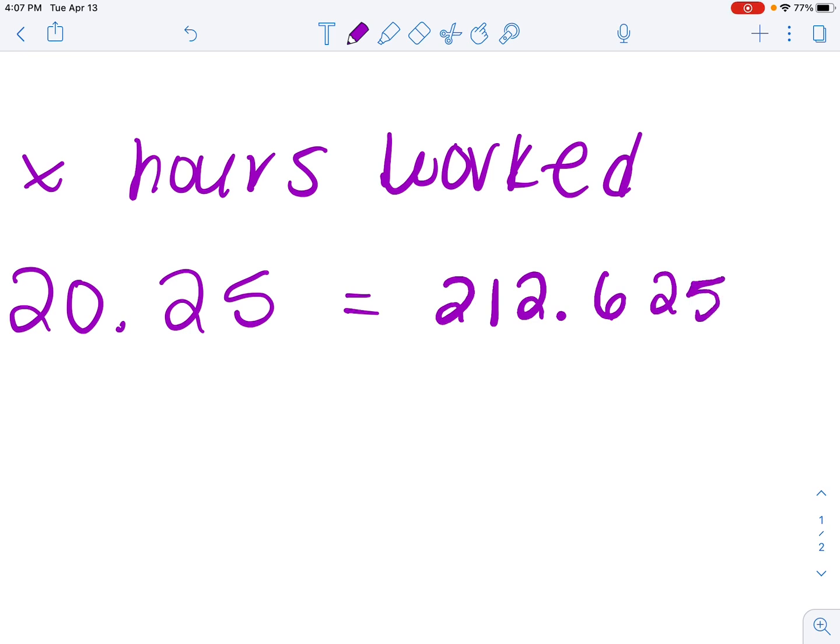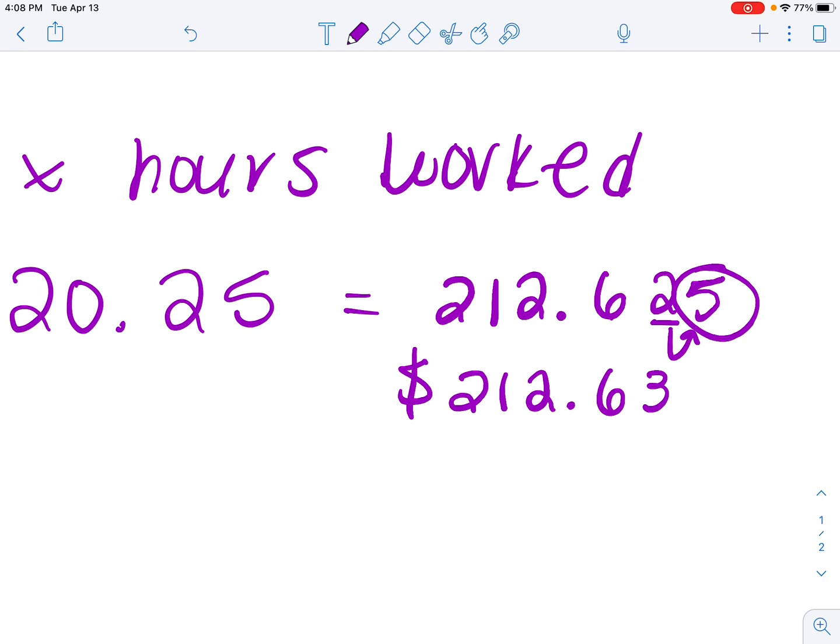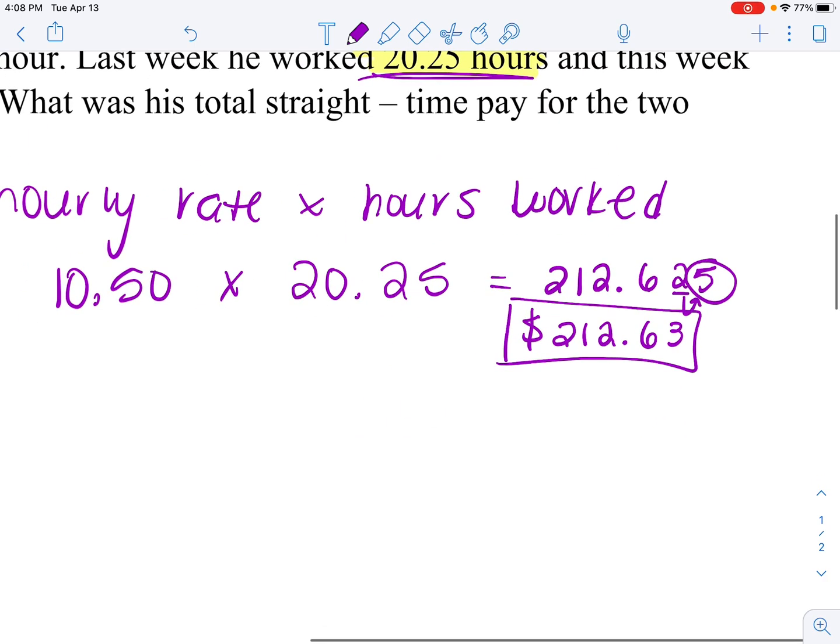There's too many numbers after the decimal, and we only want 2. So we want to round this number right here. We're going to look at the next door neighbor. It's a 5, meaning it's 5 or more, so we raise the score. So that 2 that I underlined needs to now turn into a 3. Okay, so this is how much after week 1. Let's go to week 2 now.